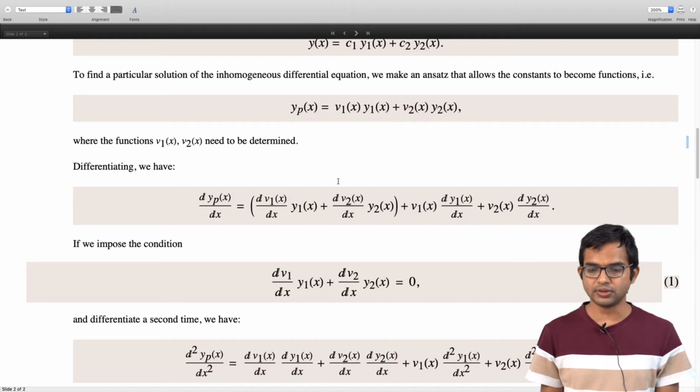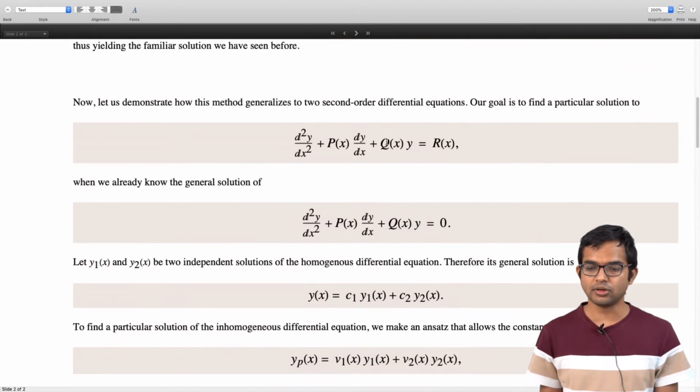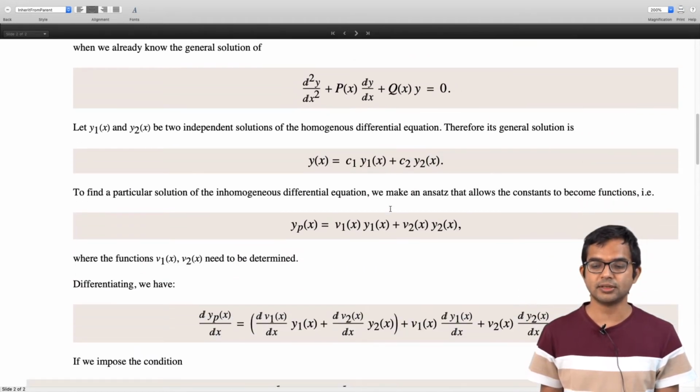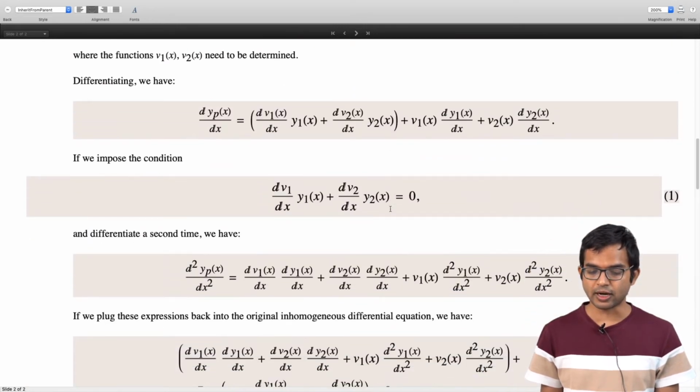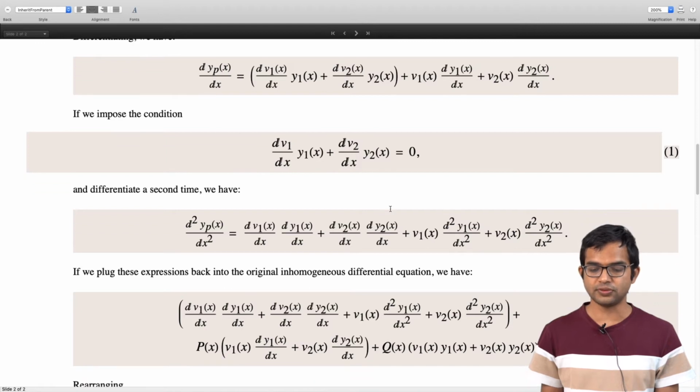If we use all of this information and plug back into this original differential equation, then in this exact manner, if we add all these three terms, it must add up to r of x. That's our condition, that's our requirement for yp. So that will give us differential equations in v1 and v2. So let's go back and plug these into the original inhomogeneous differential equation.